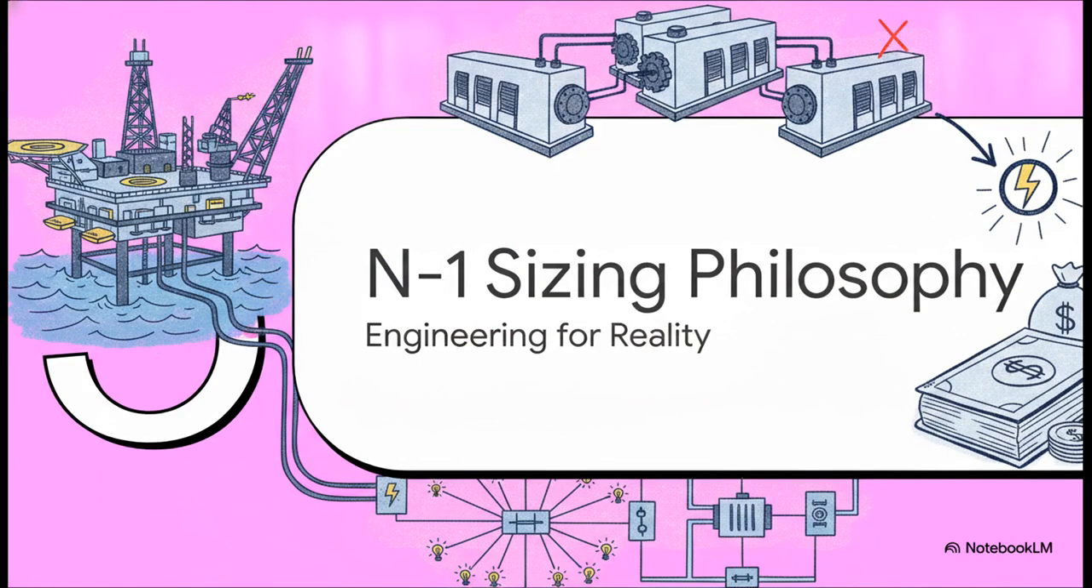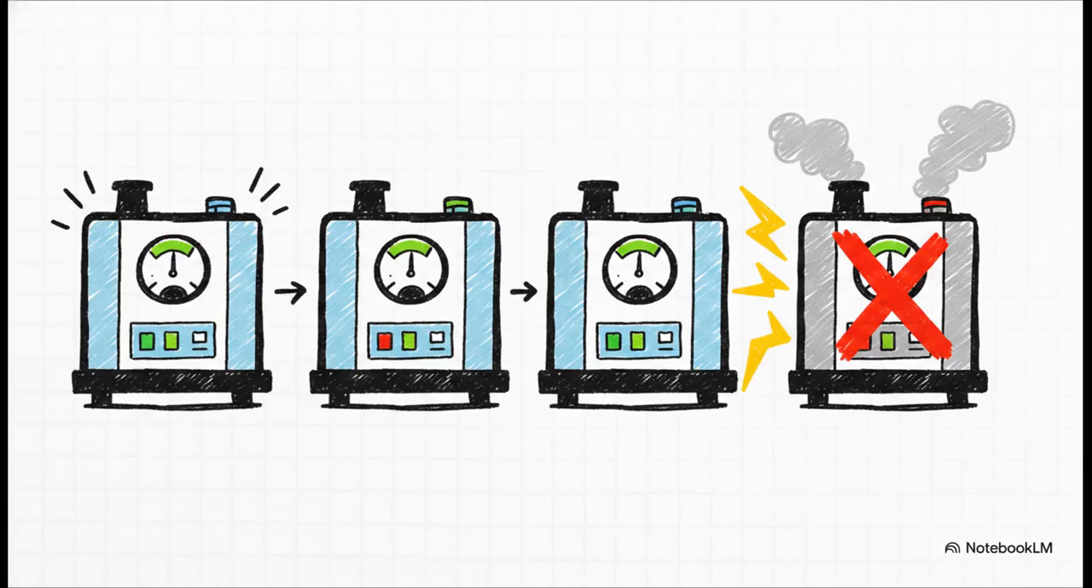Finally, Section 5, the N+1 sizing philosophy, engineering for reality. So, the big question, how do we take this meticulously calculated peak load number out to the real world to actually order our massive multi-million-dollar generators? Well, we use what the industry calls the N+1 philosophy. We don't just buy enough generators to perfectly match the peak load. No way! We buy N+1 generators.